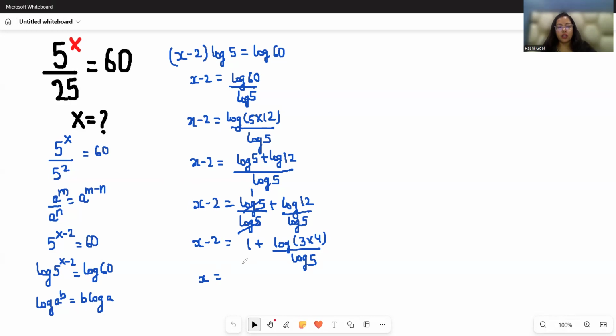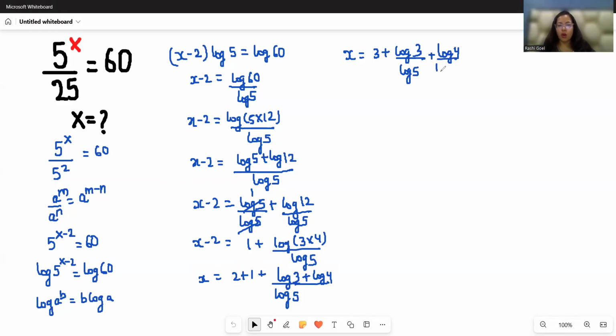So x equals, take the negative 2 to the other side, so 2 + 1 + log 3 / log 5. Now x = 3 + log 3 / log 5 + log 4 / log 5. So x equals 3 + log 3 with base 5 + log 4 with base 5. So this is the value of x.